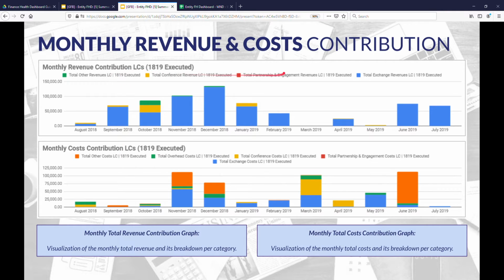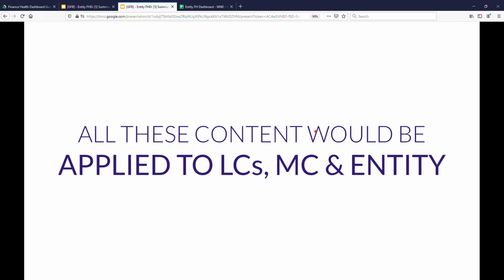For example, in the first part, monthly revenue, the majority of the contribution actually comes from exchange. Next is from conference, which is this yellow one. Then for cost, the majority actually comes from this blue and orange one, which is exchange cost and others. And then there's also this yellow one, which is conference, mainly in March. So you can see how each category contributes to the totals and per month. Now all this content for profit loss would be applied to LCs, MC and entity.